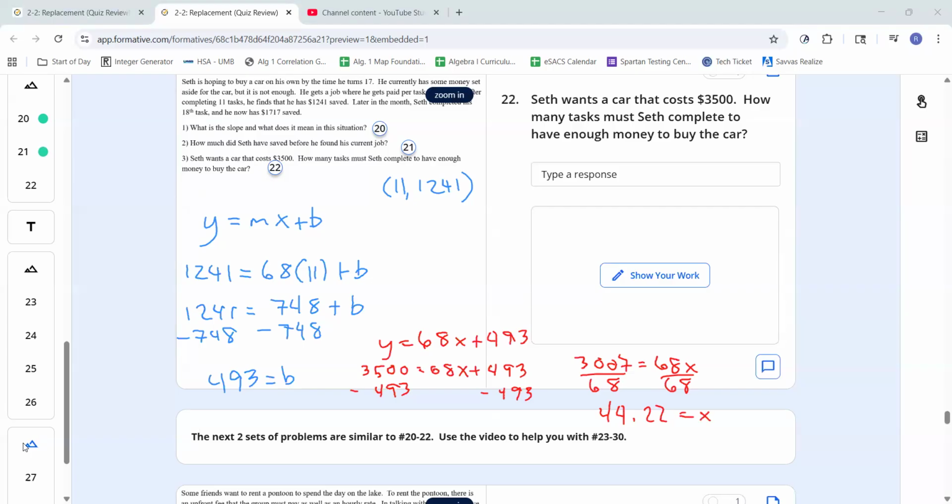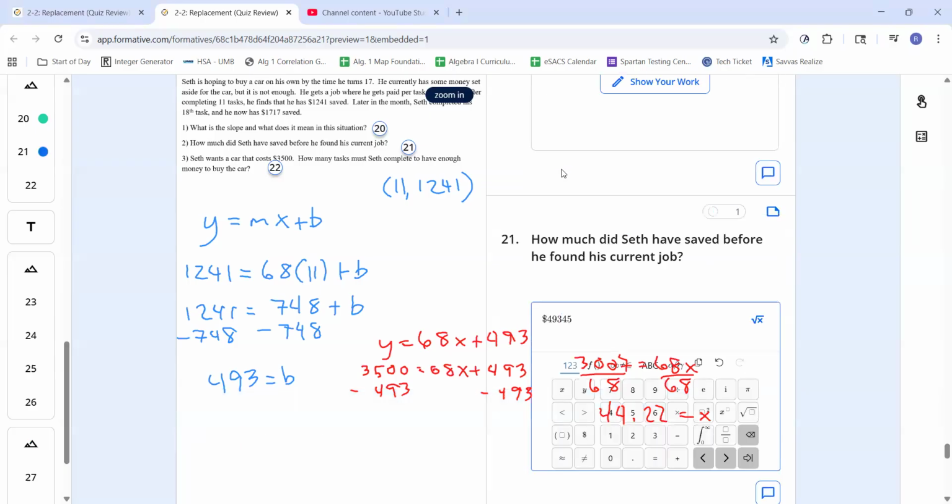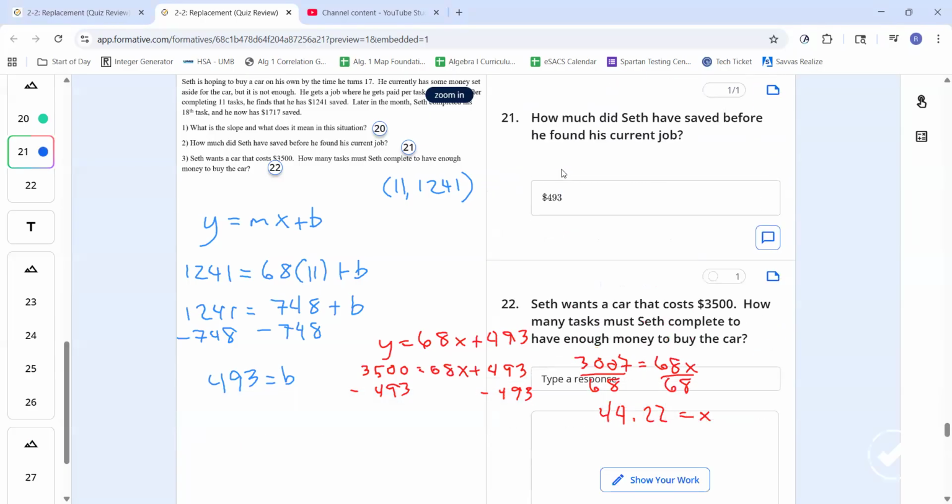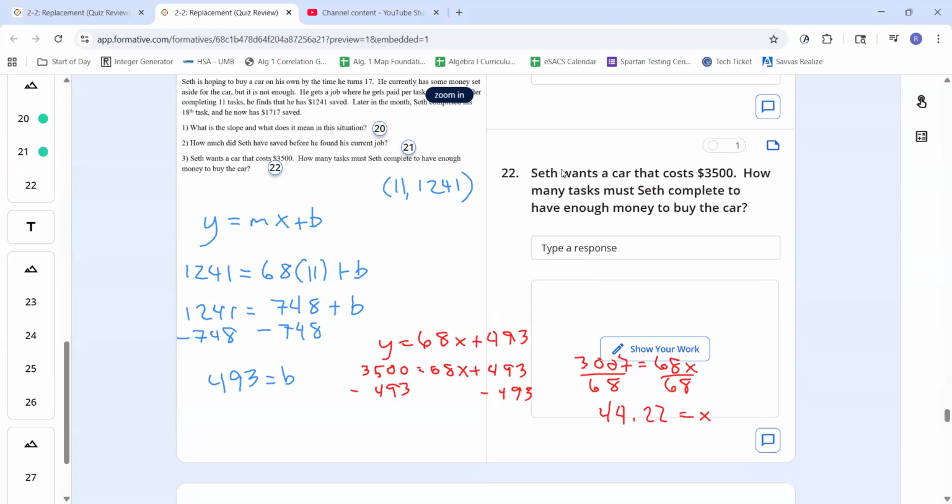Okay. Well, he can't complete just a little bit of a task and hope to get paid for it. So if you round that down to 44, he wouldn't have enough money. He'd come up just short. So you actually have to round this one up in this case because he would need to do that 45th task to make the money. Oops, put it in the wrong box. 45 tasks. And there we go.